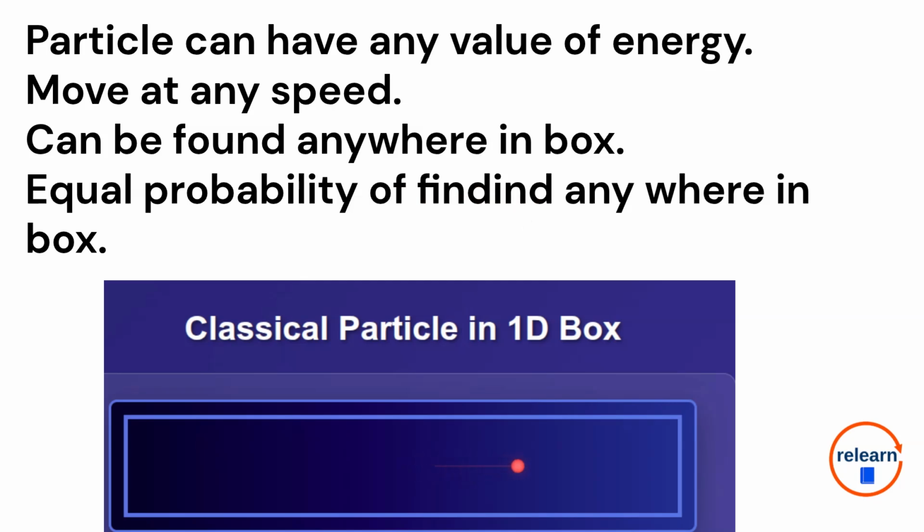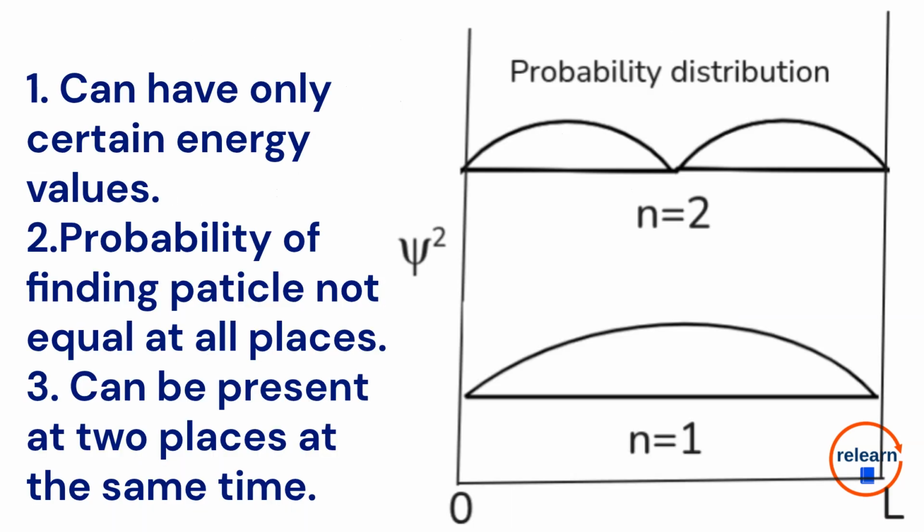Comparison of classical versus quantum model of a particle in a one-dimensional box. Classical: the particle can have any value of energy, move at any speed, and can be found anywhere in the box, with equal probability of finding it anywhere in the box. As per quantum mechanics, it can have only certain energy values. The probability of finding the particle is not equal at all places. It can be present at two places at the same time.